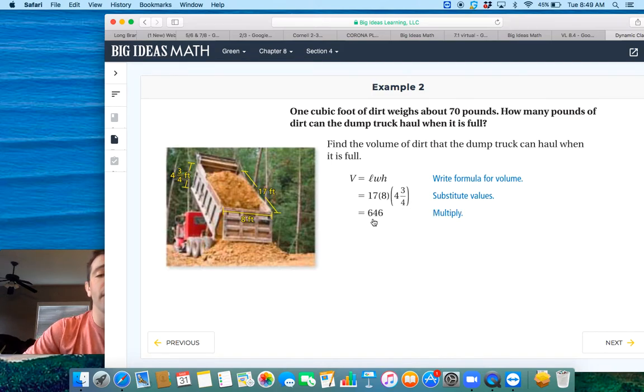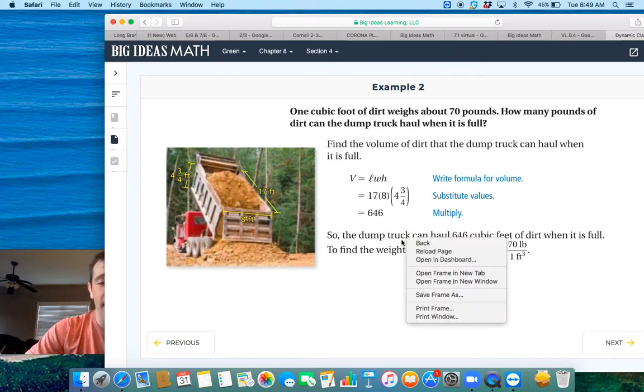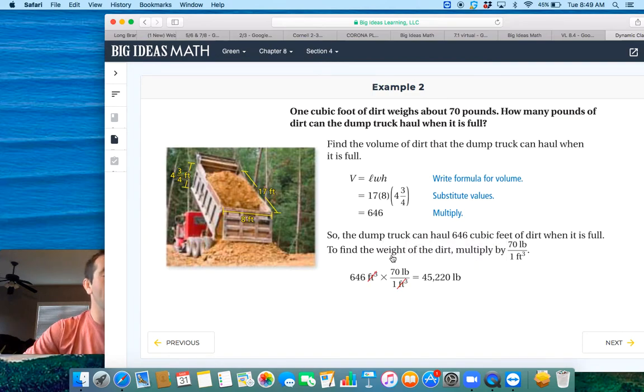And the volume is 646. But, guys, if it can haul 646 cubic feet of dirt when it's full, to find the weight of the dirt, we're going to multiply it by 70. If 1 cubic foot can hold 70 pounds, and we have 646 cubic feet, we can hold a whole lot of dirt, because this times 70 is going to be a big haul. So 646 times 70 is a total of 45,220 pounds when it is totally full.